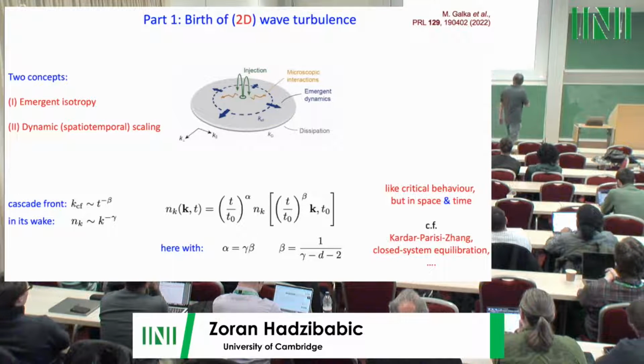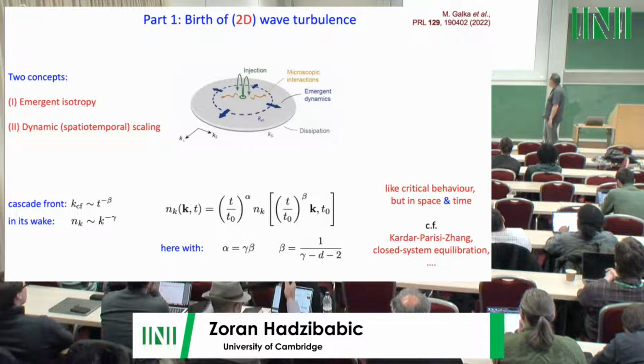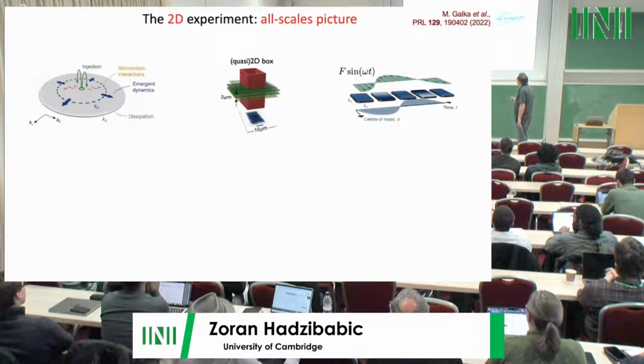So in general, alpha and beta can be various scaling exponents. In our particular case, if you have this power law distribution, then alpha is supposed to be gamma times beta. And then you can also relate beta to gamma and the dimensionality of the system. Okay. All right, so what do we see?